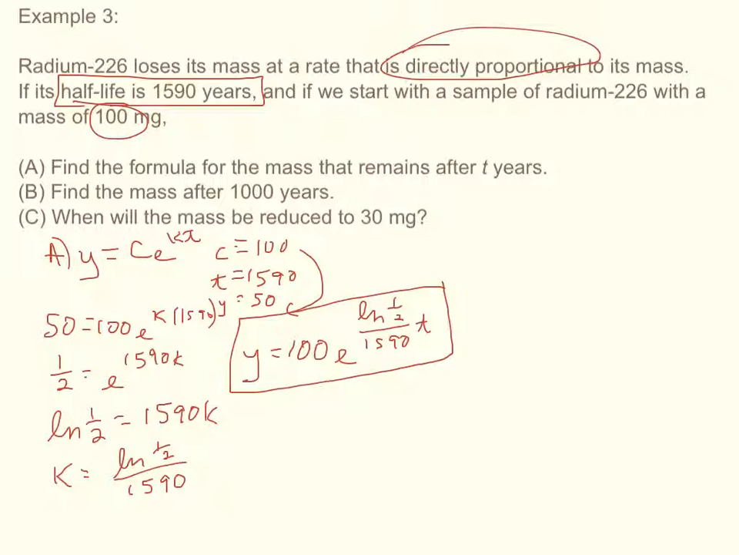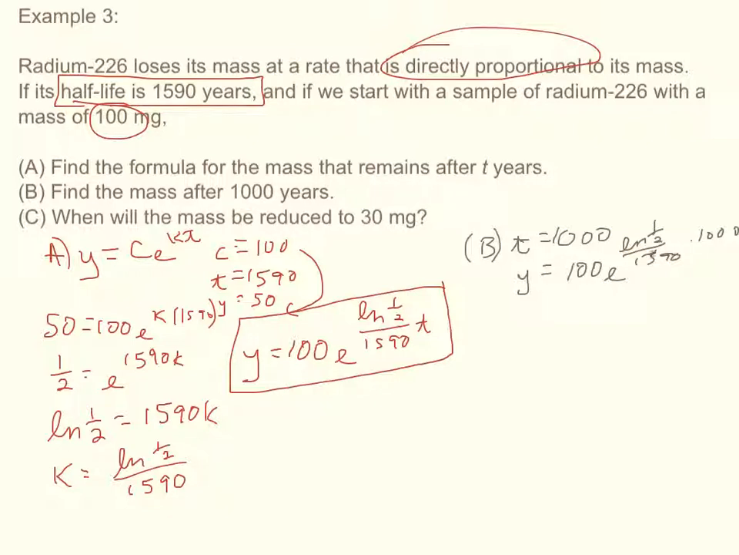So now we're going to look at part B. B simply says find the mass after 1,000 years. So that's when t equals 1,000. So this is an easy one because we're just going to plug it in. So we'd have y equals 100 e to the ln of 1/2 over 1,590 times 1,000. Sorry, that looks so messy.